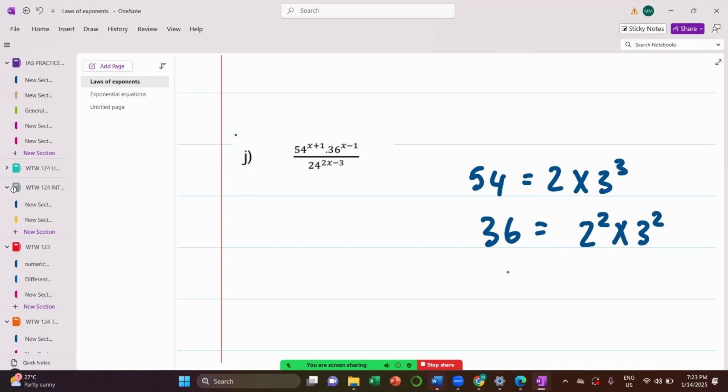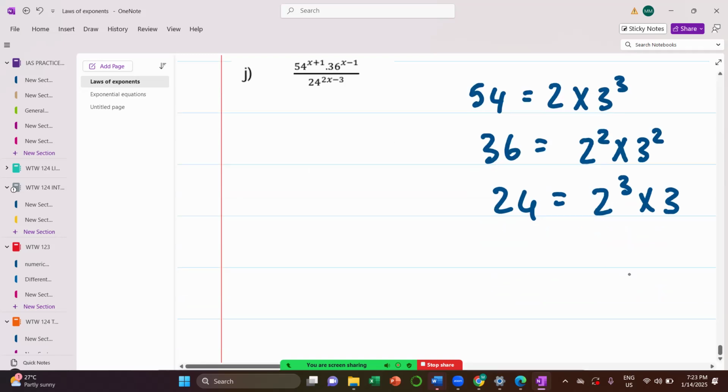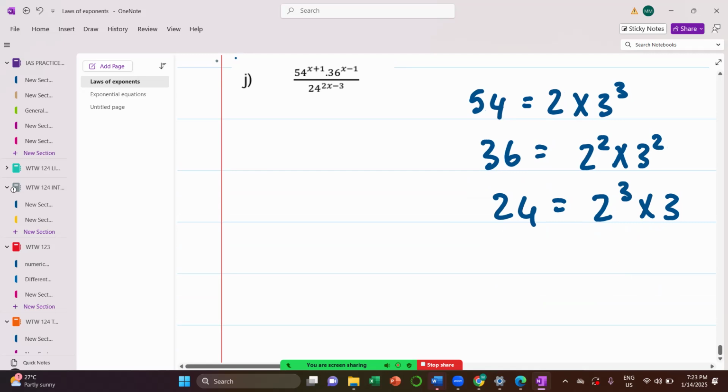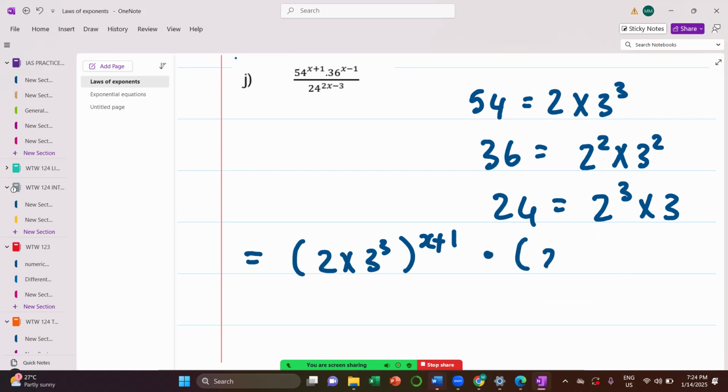And I'm going to now say 24. Shift fact. The factors of 24 are just going to simply be 2 to the exponent of 3 times 3. So that is what we have. Wherever I see these numbers, I'm just going to substitute the values on the right. So my problem is now going to be 2 multiplied by 3 cubed, all to the exponent of x plus 1, times, where I see 36, I put 2 to the exponent of 2 multiplied by 3 to the exponent of 2, all to the exponent of x minus 1, all over.